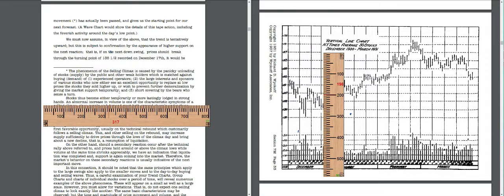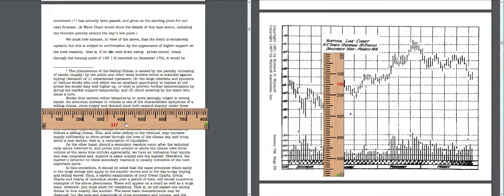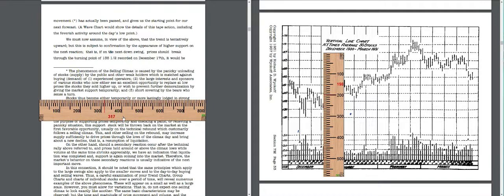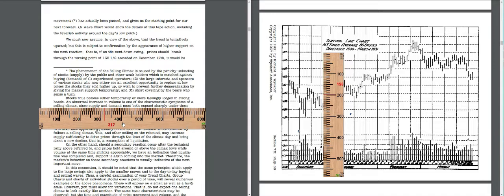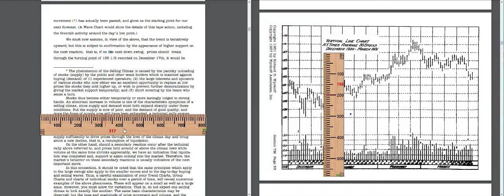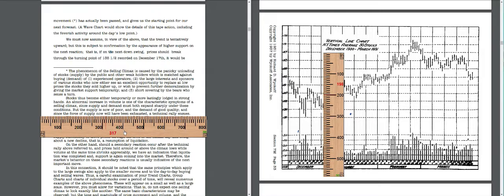It is temporary if it's just quick short covering, or it's just to prevent further demoralization as the market will continue lower. Whatever the reason, it's either temporary or more lasting in strong hands. An abnormal increase in volume is one of the characteristic symptoms of a selling climax, and supply and demand must expand sharply under these conditions. But the supply is now poor and demand of good quality, and since the force of supply will now have been exhausted. Why is it exhausted?